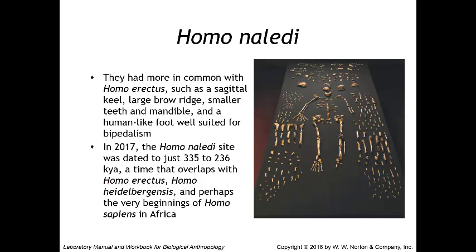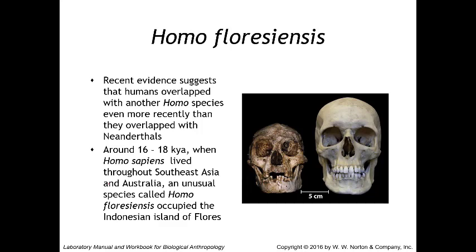Okay. Next is Homo floresiensis. Recent evidence suggests that humans overlapped with another Homo species even more recently than they overlapped with Neanderthals. So around 16,000 to 18,000 years ago, when Homo sapiens lived throughout Southeast Asia and Australia, there was an unusual species called Homo floresiensis occupying the Indonesian island of Flores.